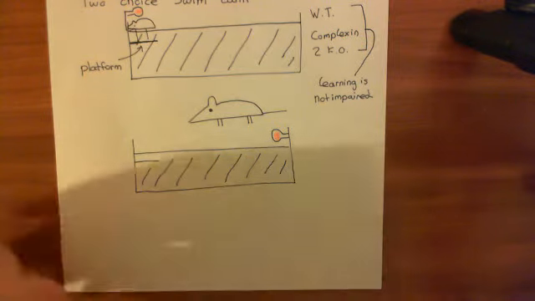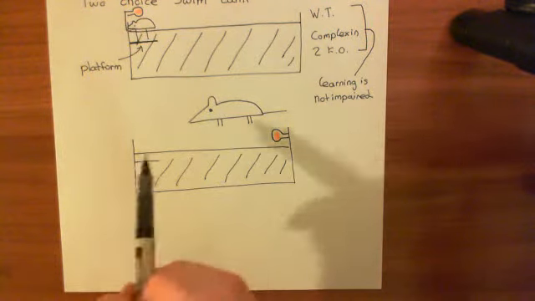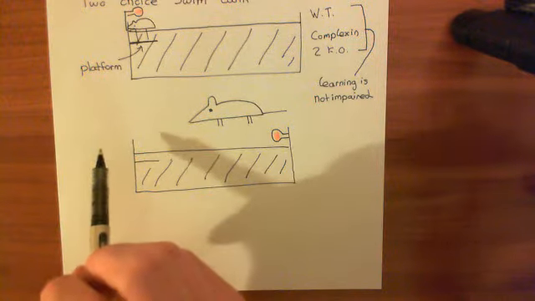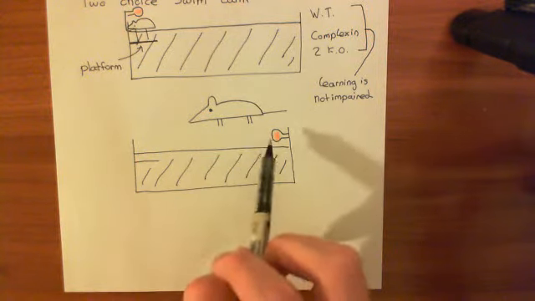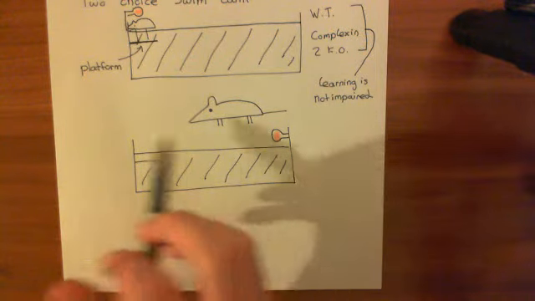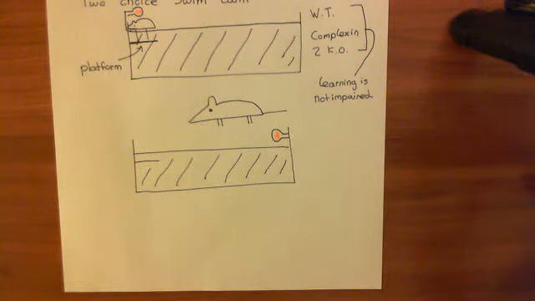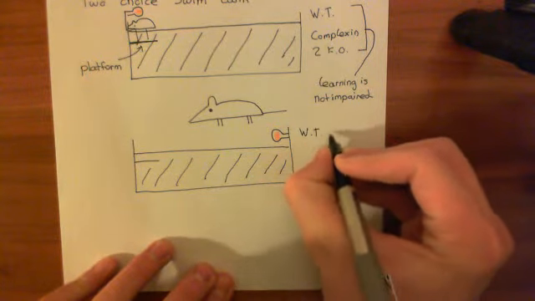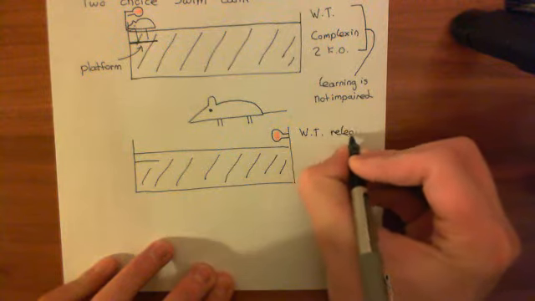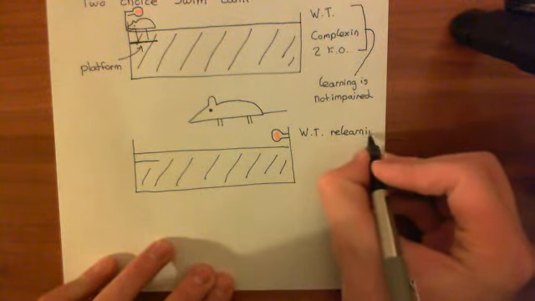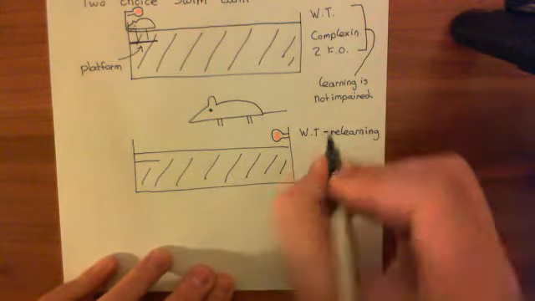Eventually what will happen is the wild type mouse, if you keep doing this, the wild type mouse will learn to swim in the opposite direction now. The wild type mouse will learn that the setup has changed, the rules have changed, it now needs to swim away from the light to find the platform. So the wild type mouse is capable of relearning. It's capable of destroying its original training and modifying it.